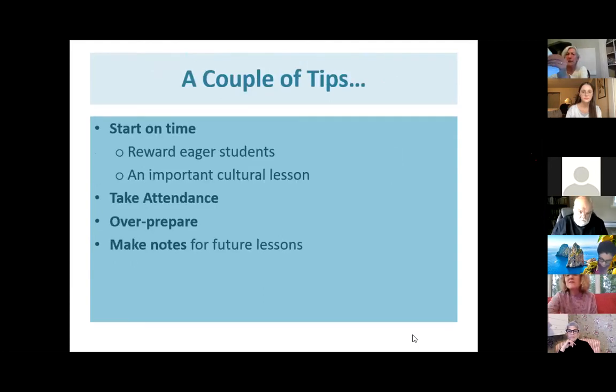Now, just a couple of tips. Whether you're working face-to-face or online, some students arrive early and some will always be late. But I always feel like we should reward the eager students by starting on time. This is a cultural lesson, and students need to understand that here, people are expected to show up on time, right? Whether it's a doctor's appointment or your class.